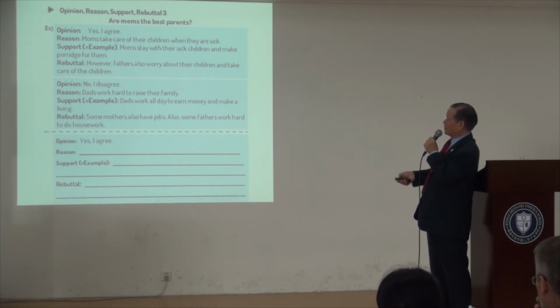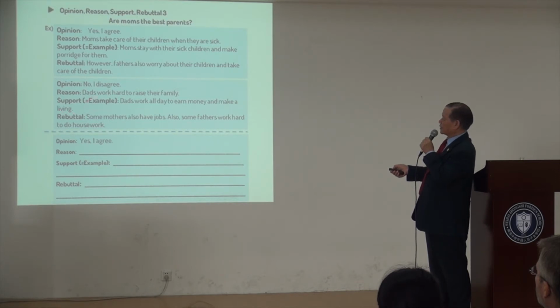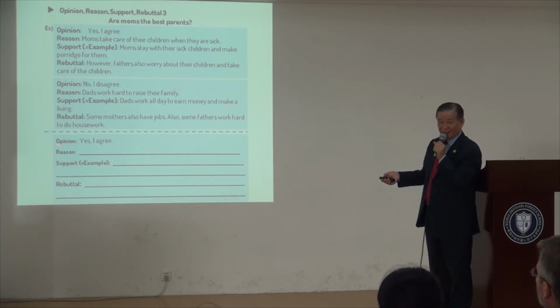If we are the negative team, we can say: no, I disagree. Dads work hard to raise their family. For example, dads work all day to earn money and make a living. In this case, the affirmative team attacks like this, this is a rebuttal: some mothers also have a job. Also, some fathers work hard to do housework. Very interesting. You can teach like that to students. If we teach like this, they are very smart.